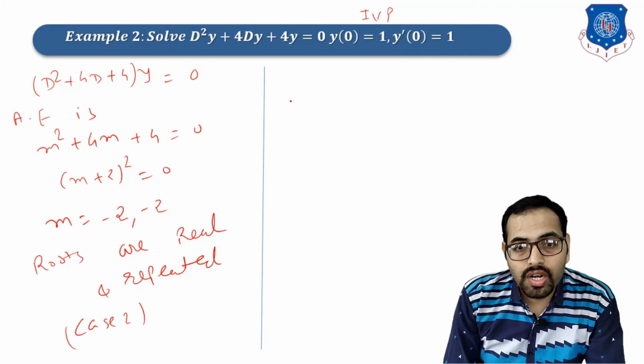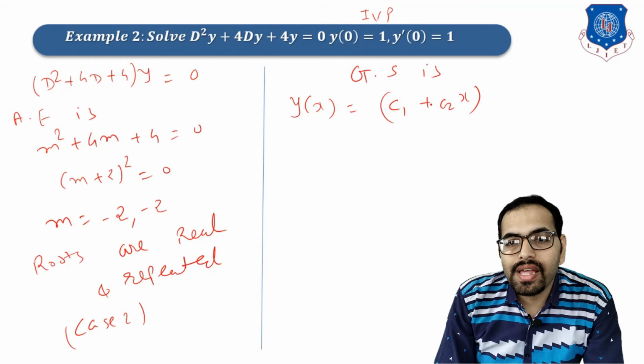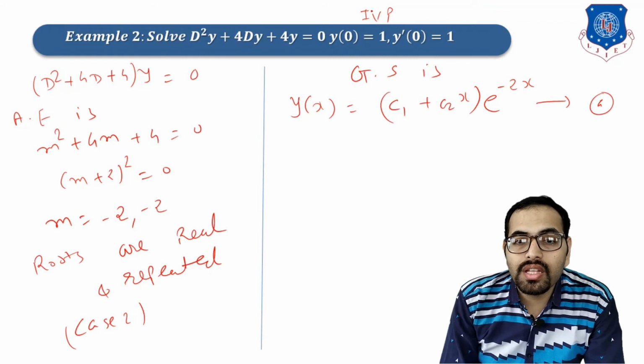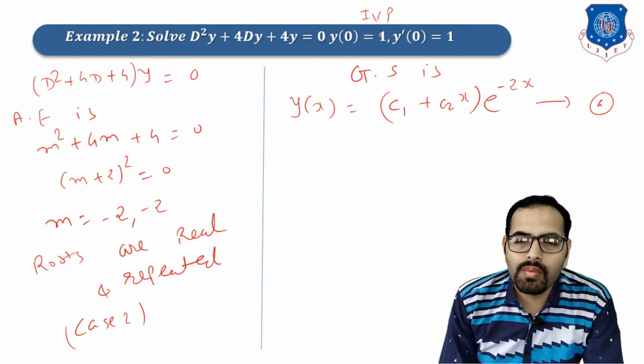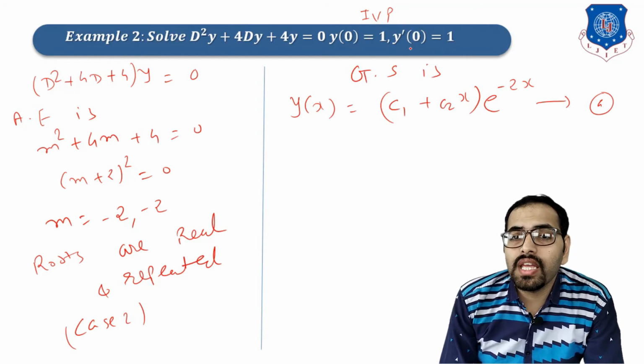Now the general solution is y(x) = (c1 + c2 x) e^(mx), then here e^(-2x). This one is our equation number A. Now this is our general solution, but our question has an additional condition, that is the IVP, initial value problem: y(0) = 1 and y'(0) = 1. Now we are finding the particular solution with the help of the IVP.